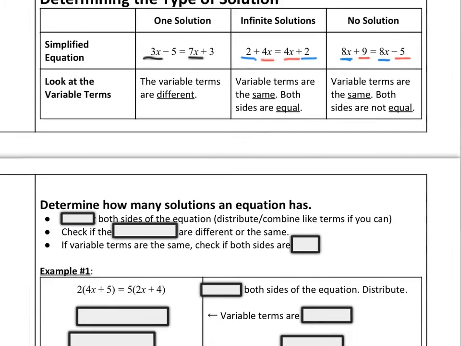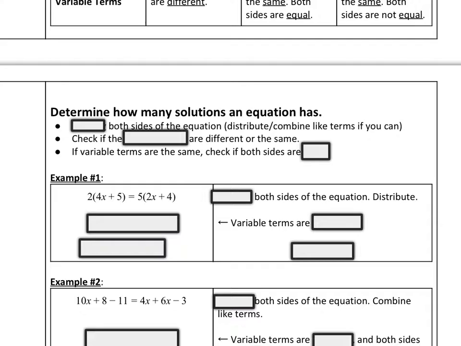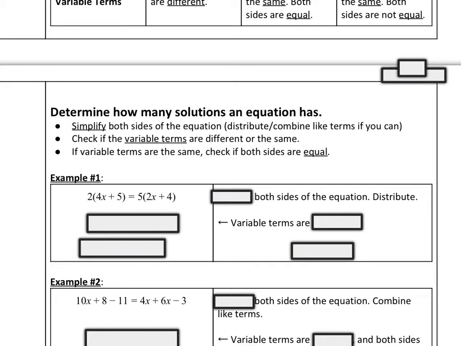Let's take a look at how to determine how many solutions an equation has. Here are your steps. Simplify both sides of the equation. That usually means distribute or combine like terms if you can. Next, check if the variable terms are different or the same. If the variable terms are the same, check if both sides are equal.